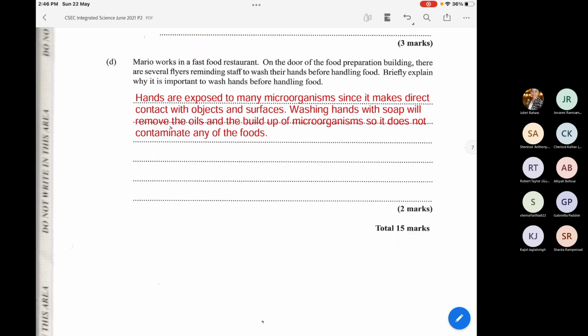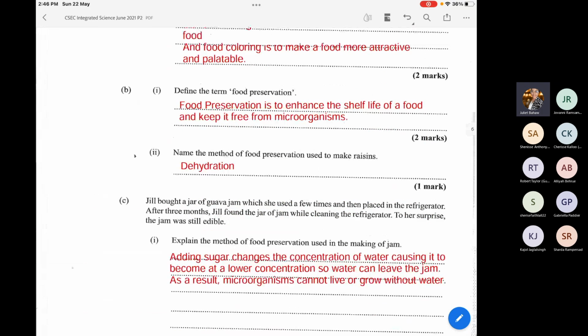Part D. Mario works in a fast food restaurant. On the door of the food preparation building, there are several flyers reminding staff to wash their hands before handling food. Briefly explain why it is important to wash hands before handling food. So remember with personal hygiene, hands are exposed to many microorganisms since they make direct contact with objects and surfaces. Washing hands with soap will remove the oils and the buildup of microorganisms so it does not contaminate any of the foods.